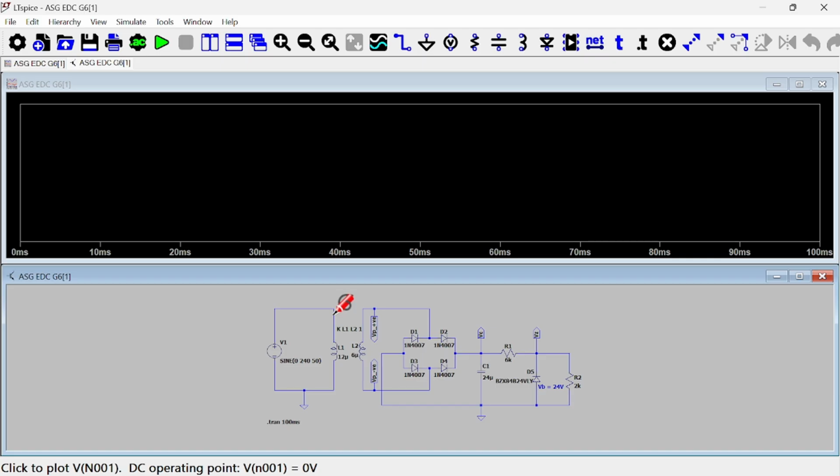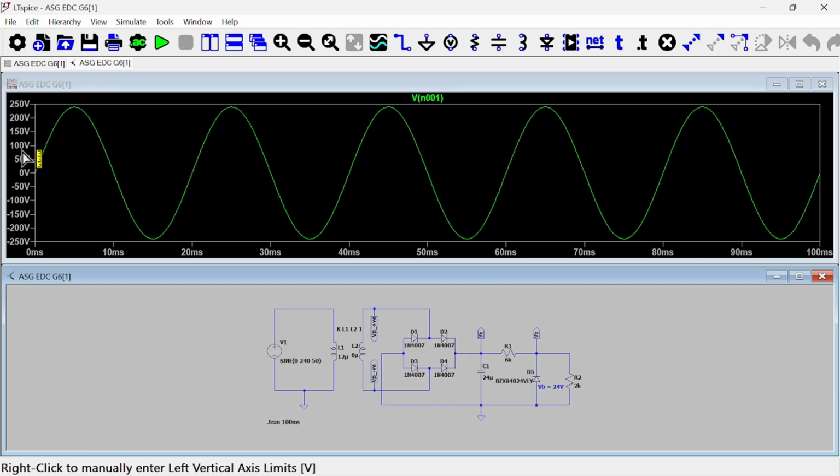In this simulation, we can see that the voltage at the primary coil is almost 240 volts, but the voltage at the secondary coil is approximately half of the voltage at the primary coil. So this shows that our ratio for this transformer is a 2:1 ratio.